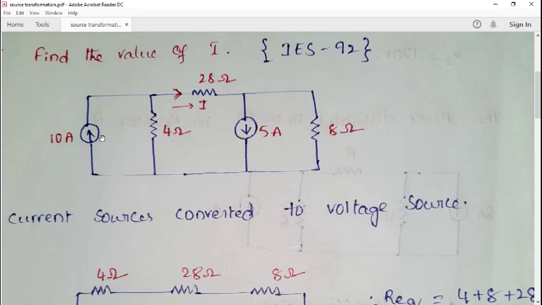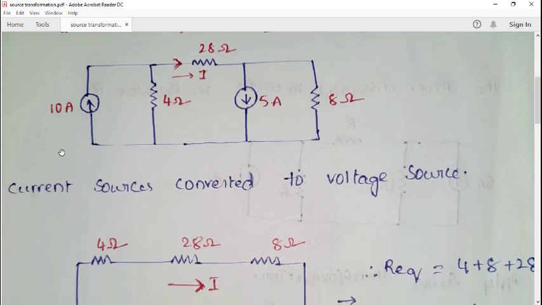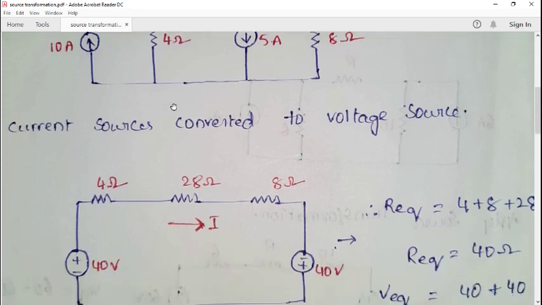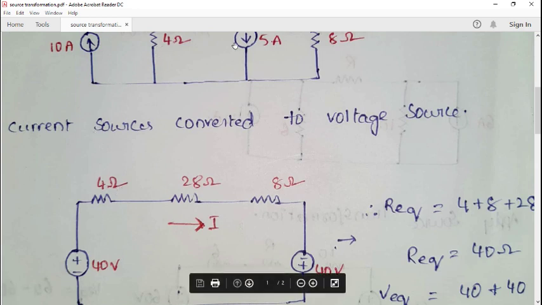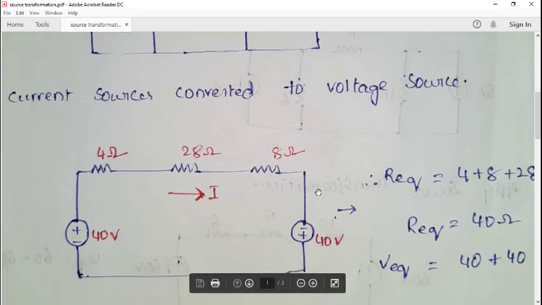So a 10 ampere current source is parallel with 4 ohm, and a 5 ampere current source is parallel with 8 ohm. So 10 amperes into 4 ohms, that is 40 volt. This parallel resistor is now in series with the voltage source. And 5 amperes into 8 ohms is 40 volts. And similarly, this parallel resistor is in series with the voltage source.